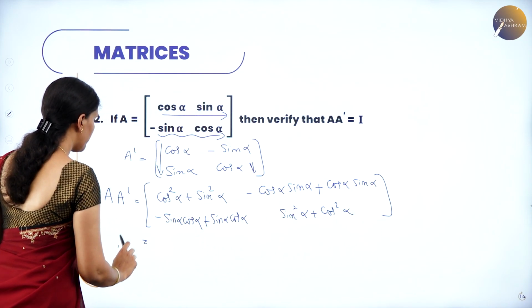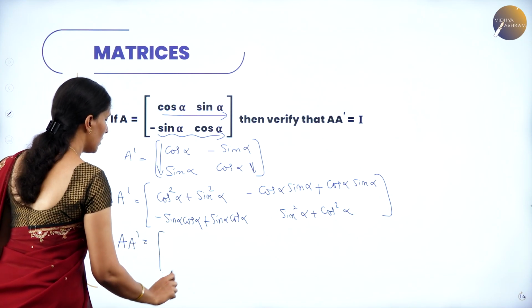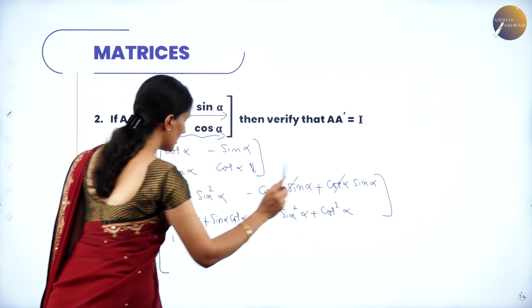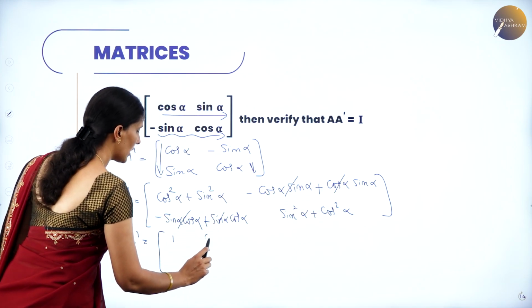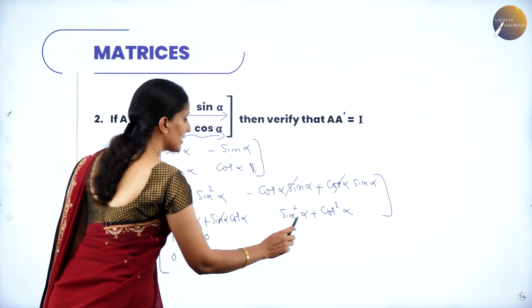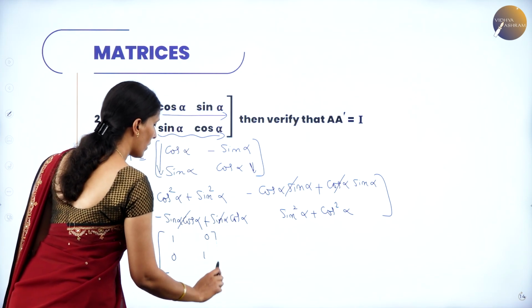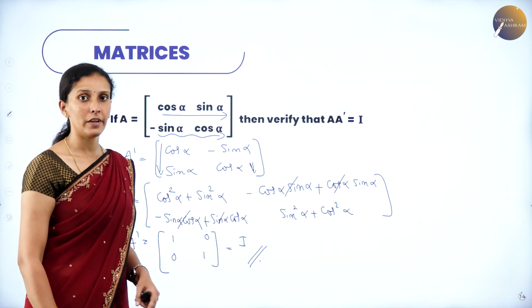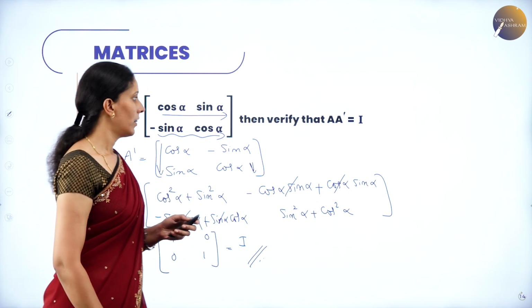So we know that here cos square alpha plus sin square alpha is 1, and here it cancels. Here it cancels. So it is 0 and 0 here. Again sin square alpha plus cos square alpha is 1, which is an identity matrix. Hence we proved it. Next one.